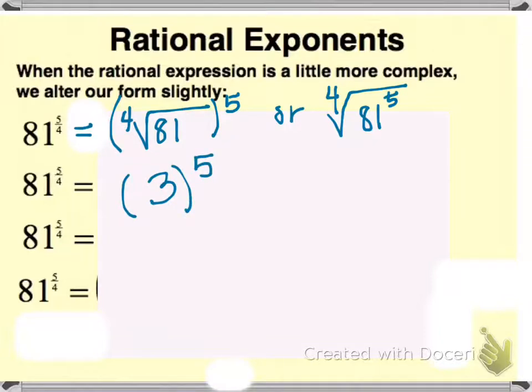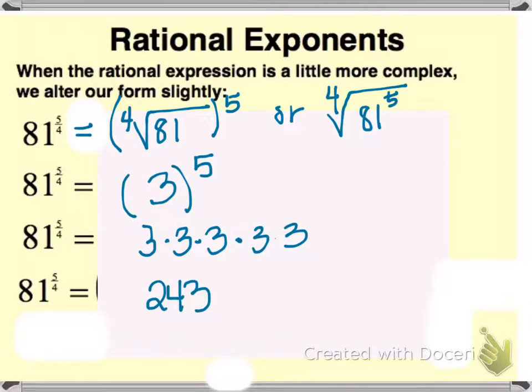Now, alternatively, if I wanted to do this one and simplify it, I have to take 81 and raise it to the 5th, which I definitely don't know that answer, and then take the 4th root of that huge number, which I definitely don't know. So I usually evaluate the root first. So then this really means 3 to the 5th power, so that's 3 multiplied by itself 5 times, which really means 3 times 3 times 3 times 3 times 3, which is, I think, 243.